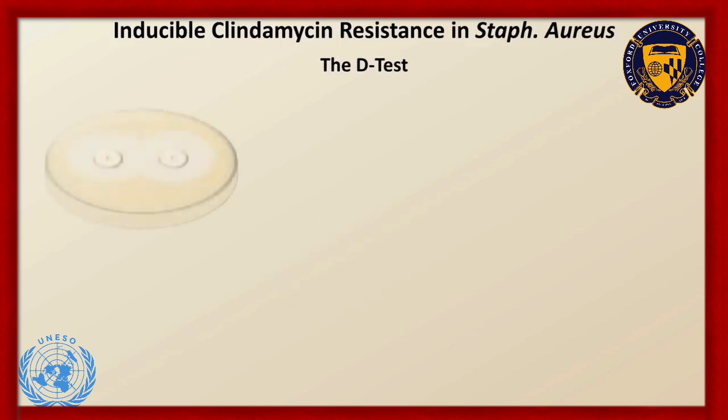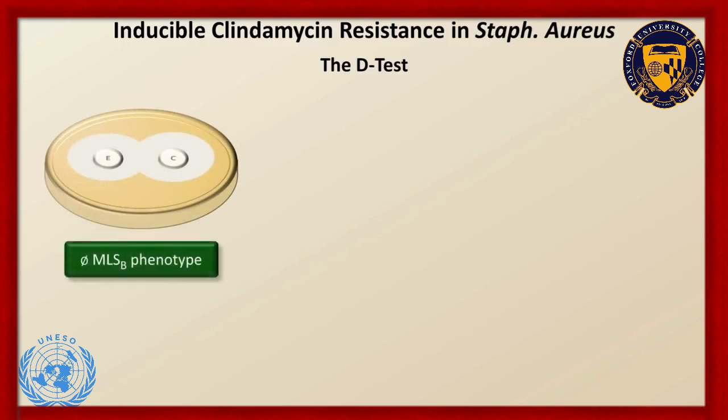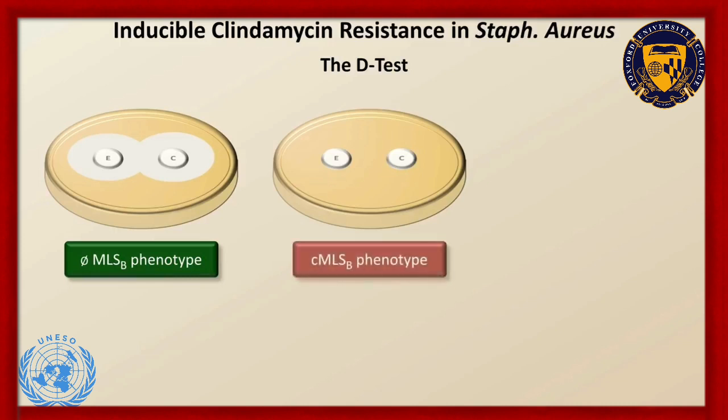In the first, there is a ring of bacterial growth inhibition around both discs. This is consistent with the null phenotype. That is, the bacteria express no resistance to either erythromycin or clindamycin at any time. The next possible outcome is no growth inhibition around either. This is consistent with the constitutive phenotype, though could also be seen with combined erythromycin and clindamycin resistance due to mechanisms completely unrelated to MLSB resistance.